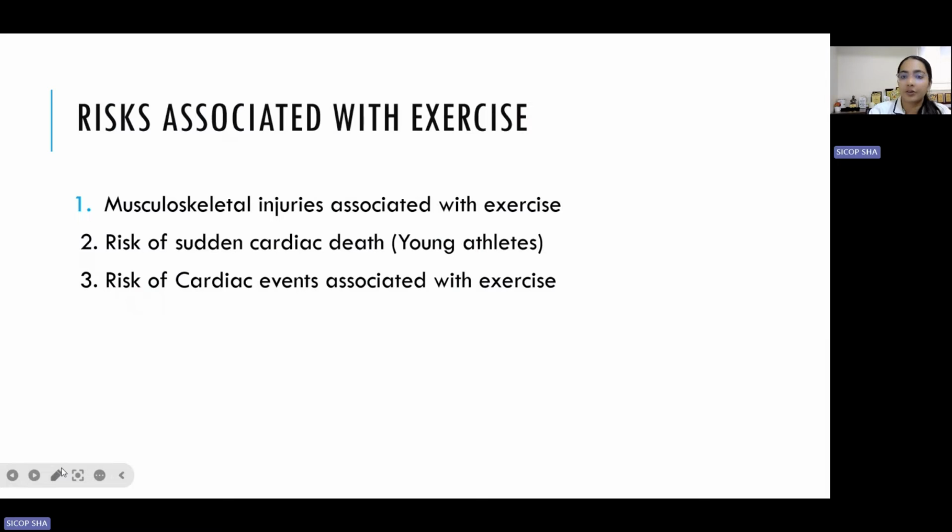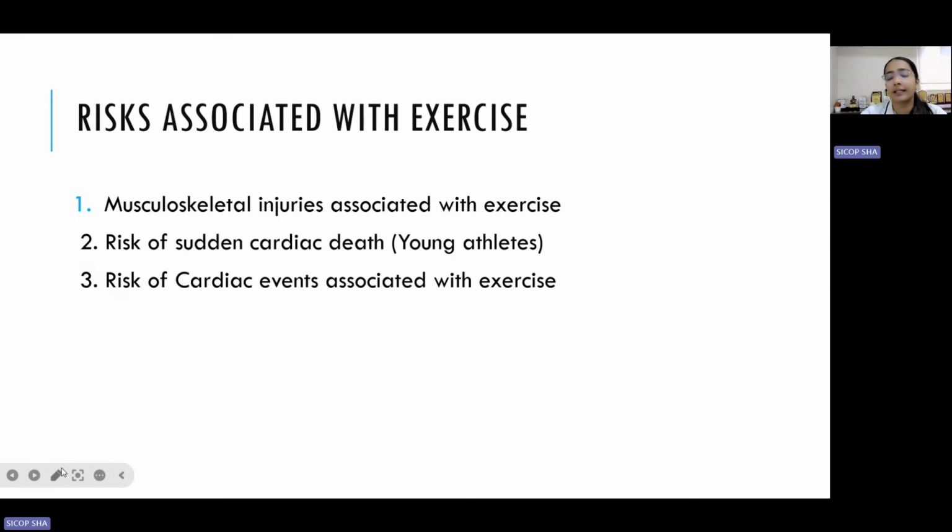So, what are the risks associated with exercise? We can categorize them into three major events. First is musculoskeletal injuries. Musculoskeletal injuries are fairly common. I think we all can agree, where we see a lot of ligament tears and fractures and so on and so forth happening during sports.